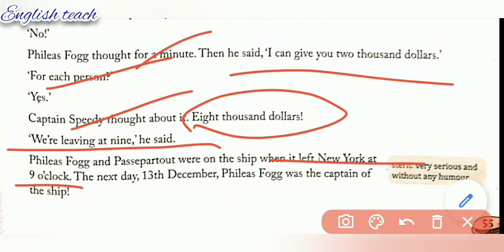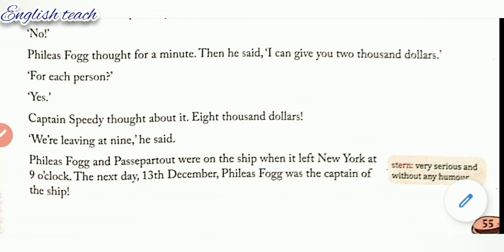The next day, 30th December, Phileas Fogg was the captain of the ship because he was paying the money. So that's why he was the captain of the ship, and he gave orders to the captain.